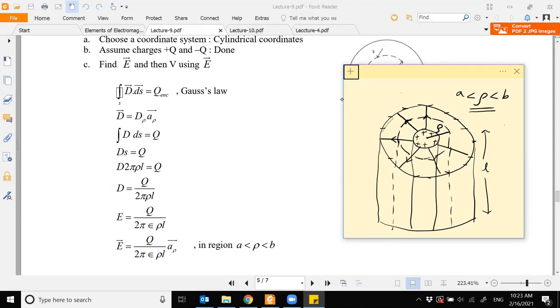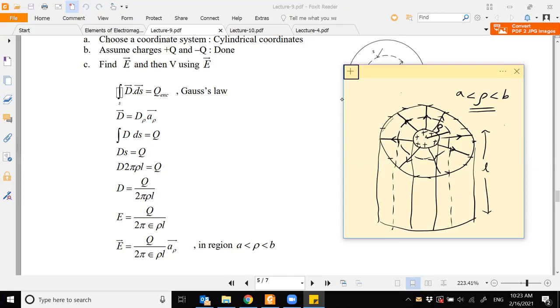So did you get my point, guys? This is how the electric field will be between the two conductors. That is the electric field in the dielectric region. So it will be in this direction, right? And what is this direction?